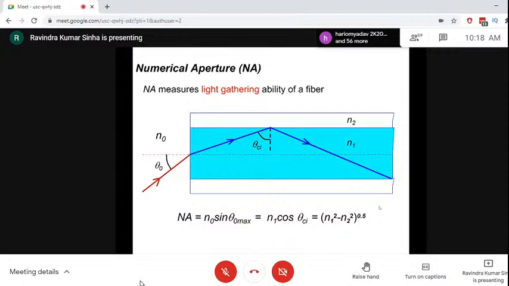Can you derive this? Mr. Isank. Yes, sir. Have I done this derivation in the class? No, sir.